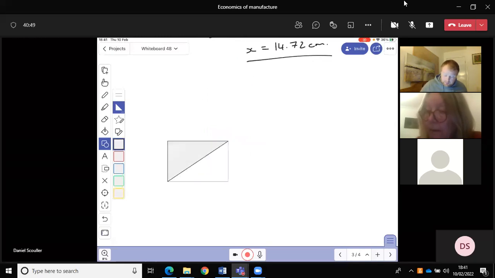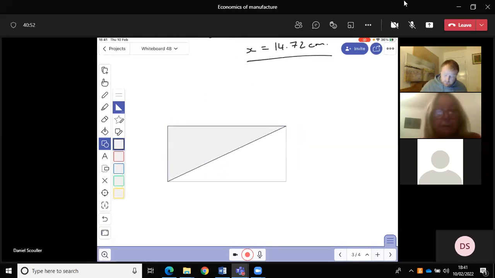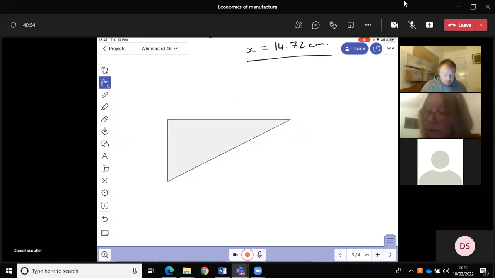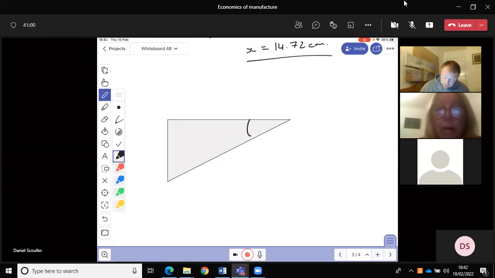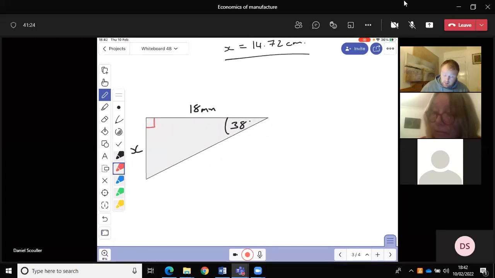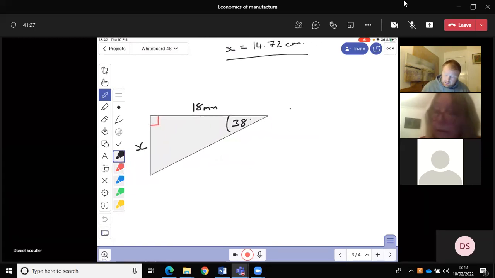Example 2. 38 degrees. We'll have x as that, and we'll give ourselves 18 millimeters up the top. Right angle, obviously, that one. Find x.